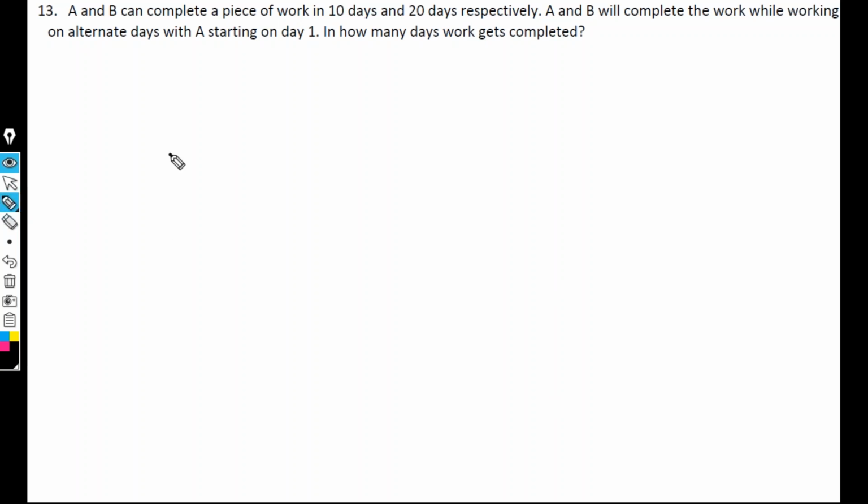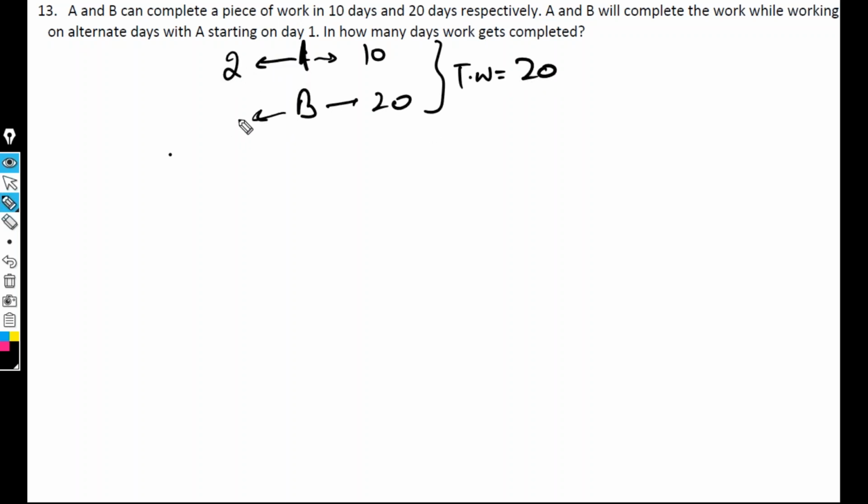Okay, guys, have a look here again. I wasn't expecting that you guys would do it wrong. We did the very same question in the previous class. So A takes 10 days to complete the work, B takes 20 days. So total work comes out to be the LCM of 10 and 20, which is 20. So A will complete 2 units in 1 day, B will complete 1 unit in 1 day.